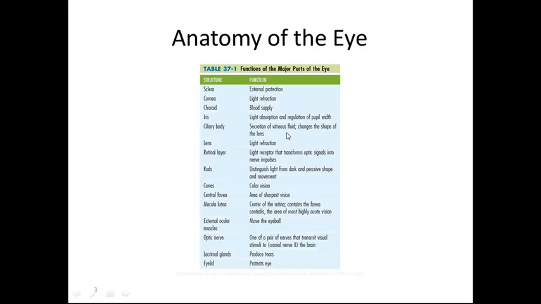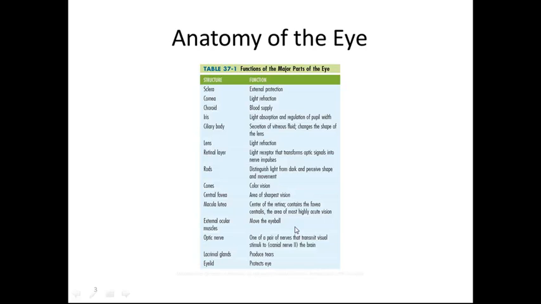The ciliary body secretes vitreous fluid and changes the shape of the lens. The lens also refracts light. The retinal layer has light receptors that transform optical signals into the nerve impulses. The rods and cones that are within the retina, the rods distinguish light and dark and perceive shape and movement, and cones help with color vision. Central fovea is an area of sharpest vision, and the macula lutea is the center of the retina that contains the fovea centralis and the area of most highly acute vision.